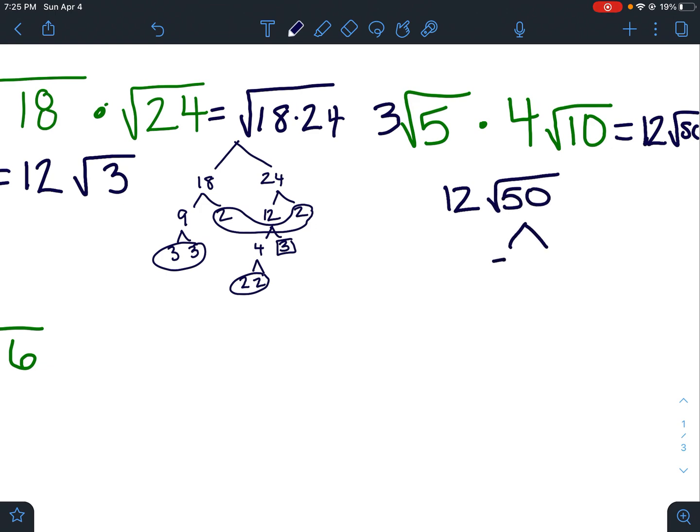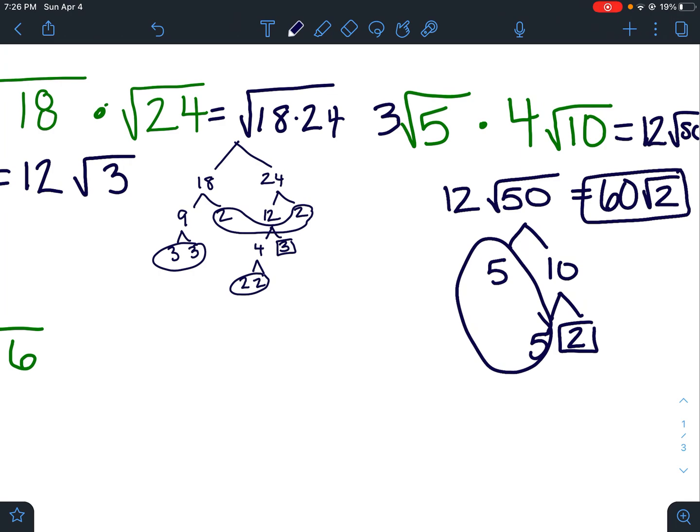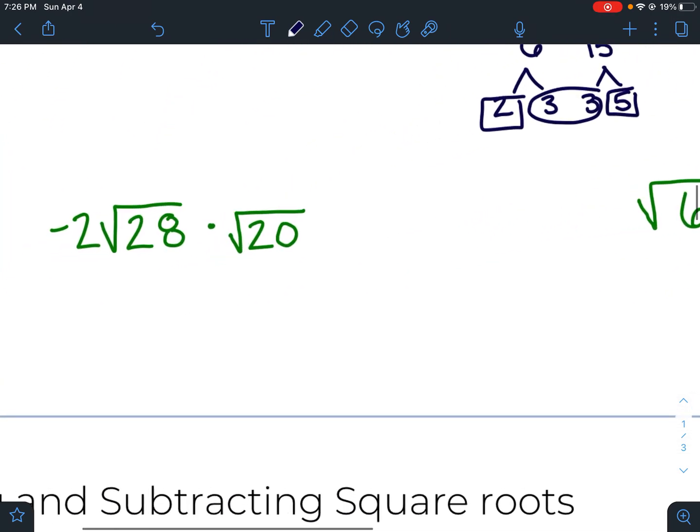I'm going to break down 50. That's 5 times 10, which is 5 times 2. Circling up my pairs, I'm going to bring that outside. 12 times 5 is 60, and I have a 2 left inside. 60 square root of 2. Fabulous. All right, last 2 here.